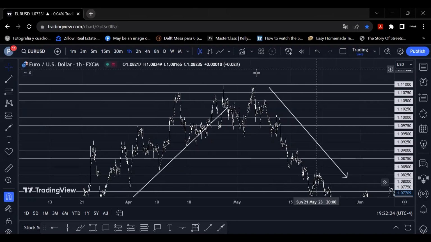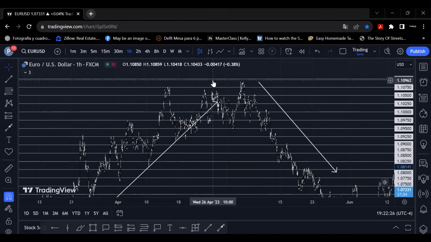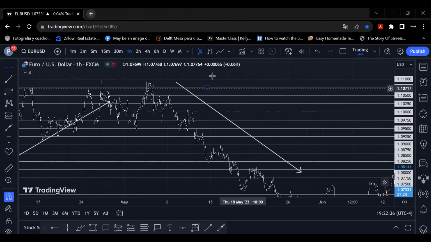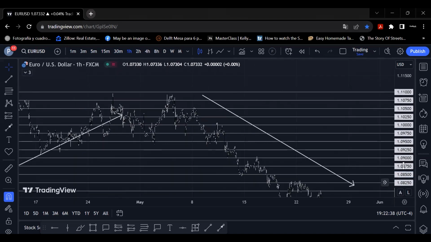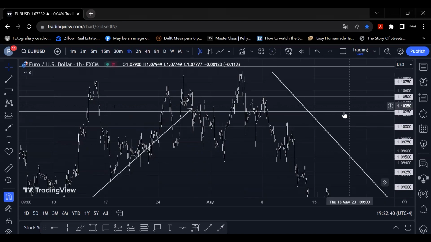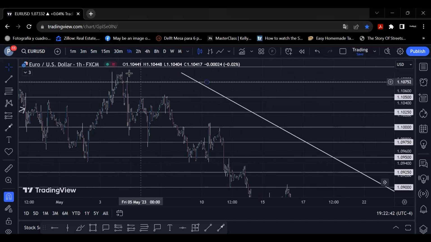As we have here, we have the uptrend almost getting to that big figure level. It failed it by 5 pips and it started going downward to another key level, then comes back up. Once again, it fails to hit that big 100 level. And then we finally start making lower lows and lower highs.